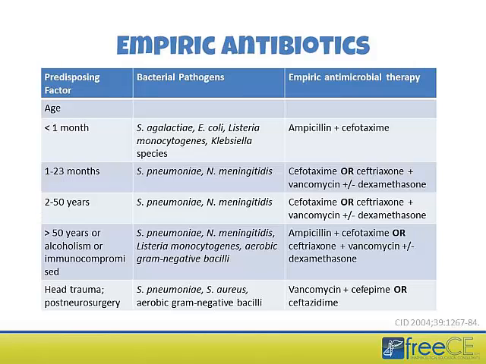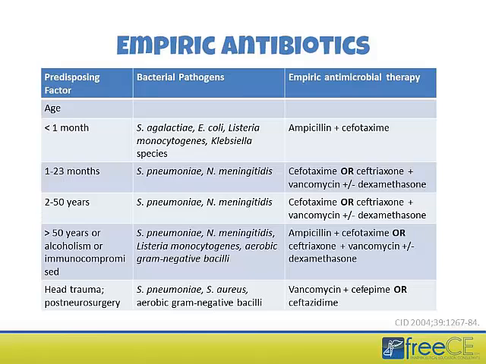People over the age of 50 or are alcoholics or are immunocompromised, again, we have some additional pathogens. So we're going to add the ampicillin back in. The ampicillin is what gives us our listeria coverage. Our cefotaxime or ceftriaxone, our third-generation cephalosporins, are going to cover our strep pneumo, Neisseria meningitis, and our aerobic gram-negative bacilli. And then our vancomycin, again, covers for our resistant strep pneumo bugs.